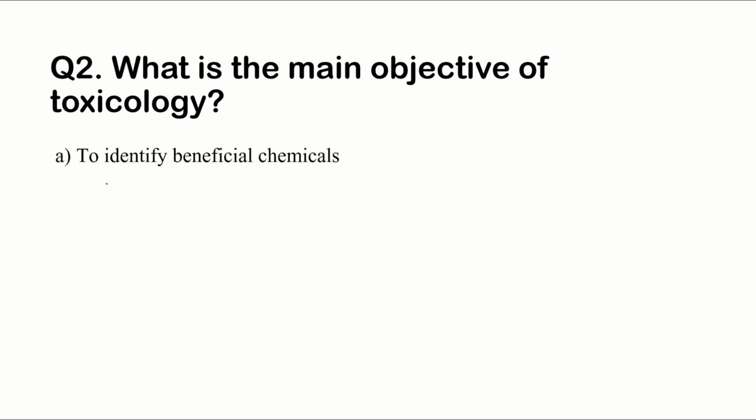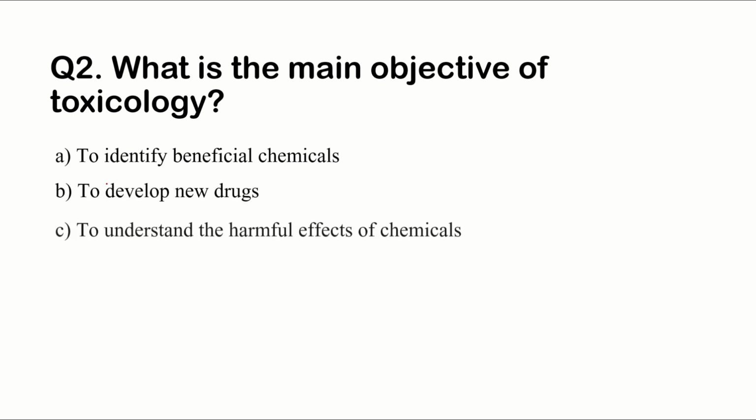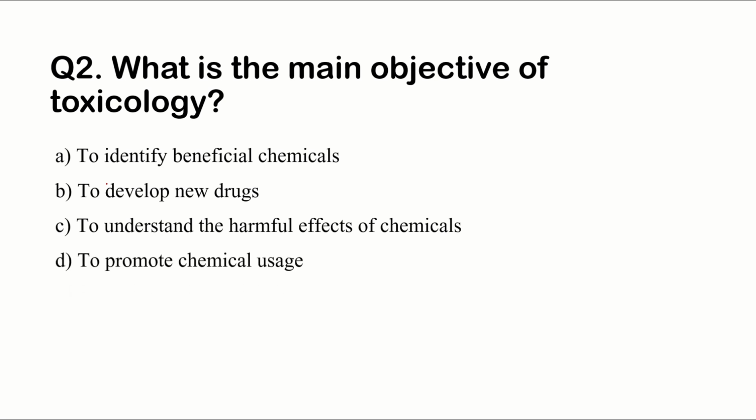So next question is, what is the main objective of toxicology? The first option is identify beneficial chemicals to develop new drugs. Option C is to understand the harmful effects of chemicals. And last, option D is to promote chemical uses. So the main objective of toxicology is to understand the harmful effects of chemicals. So it's the best option that tells about the objective of toxicology. So the right answer is option number C.